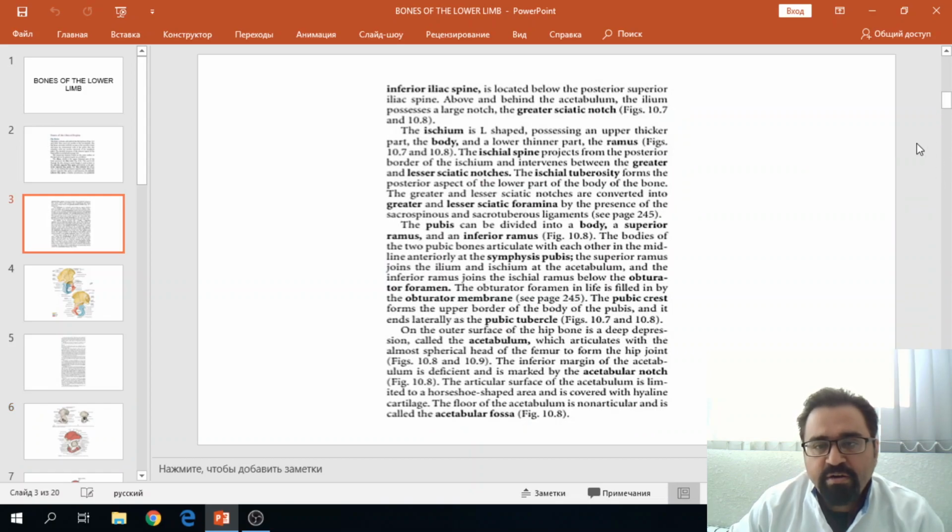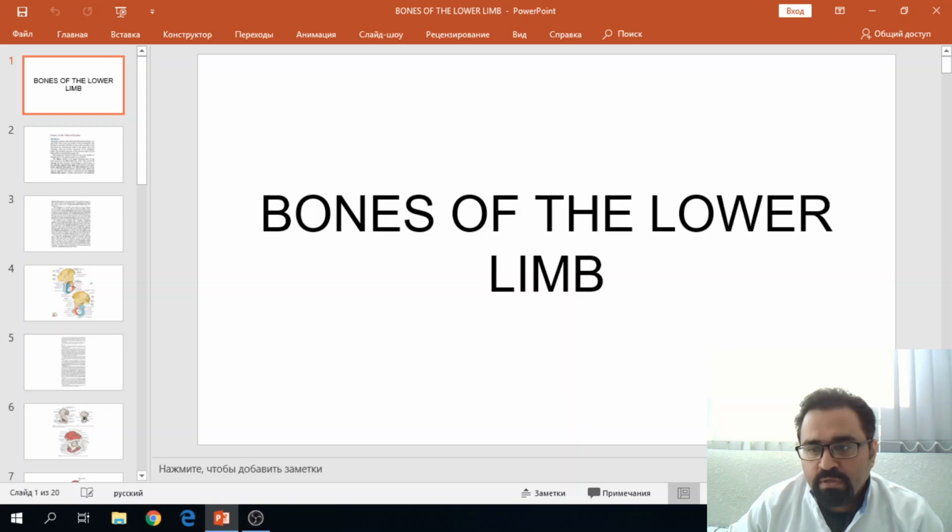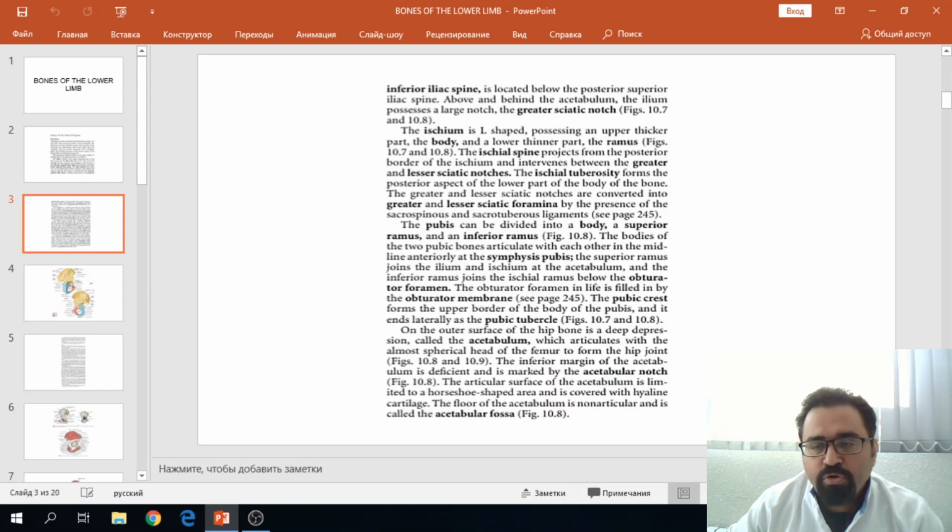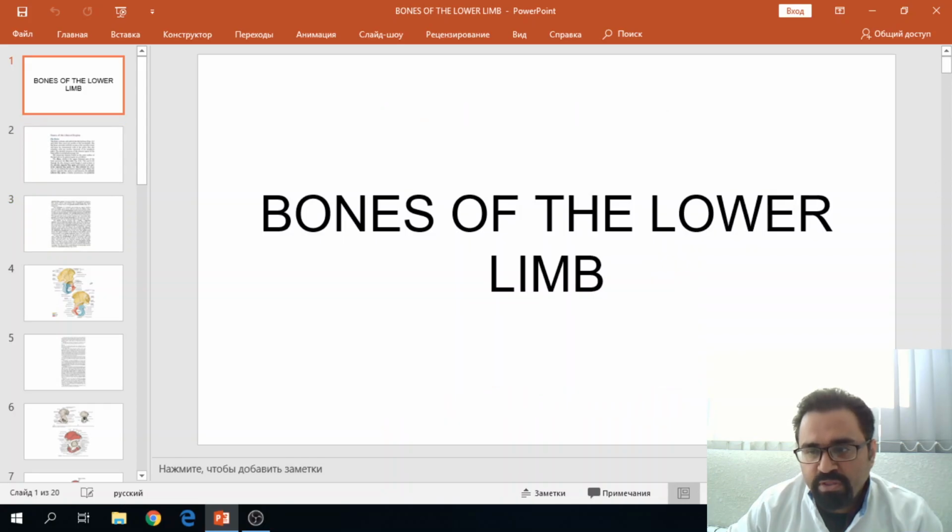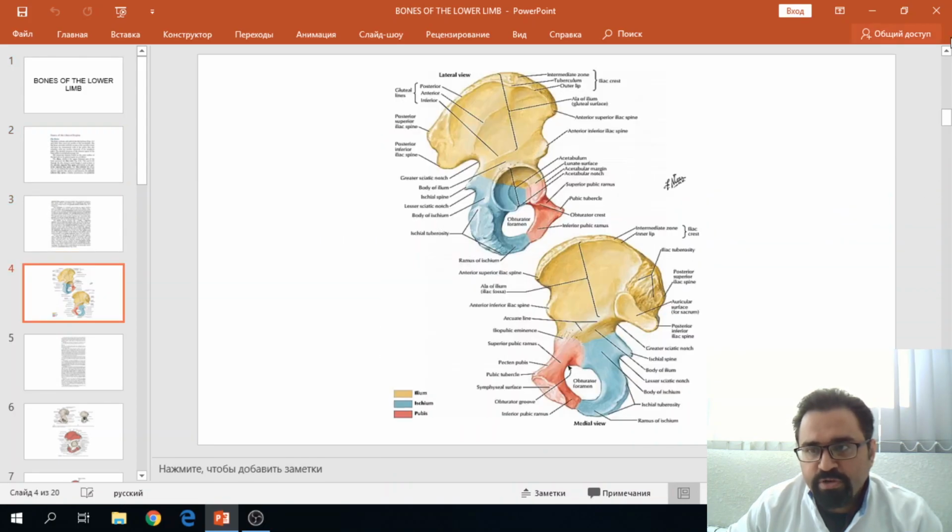And then there are the foot bones: tarsals, metatarsals, and then there are phalanges. Okay, we are going to start with the hip bone first.